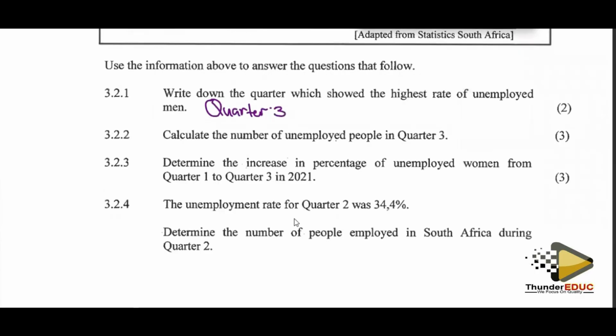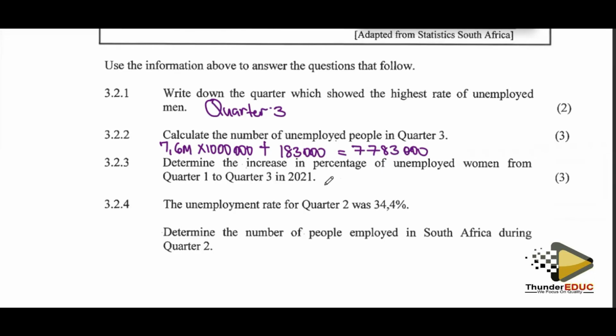We are saying 7.6 million. You need to change it to numbers, plus the 183,000 people, which became 7,783,000. That's how we get a number. The M here represents million.